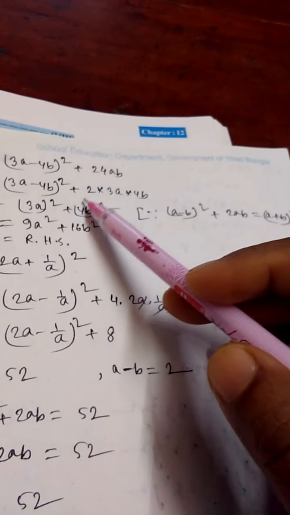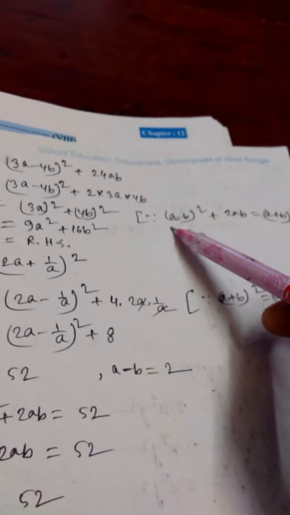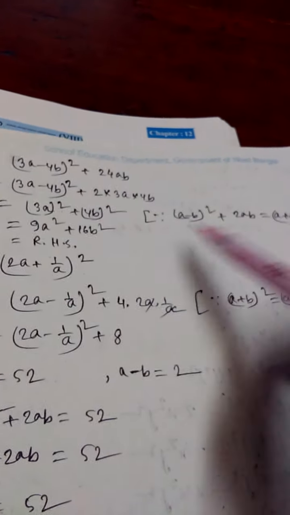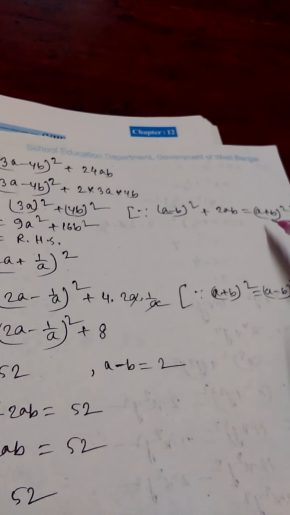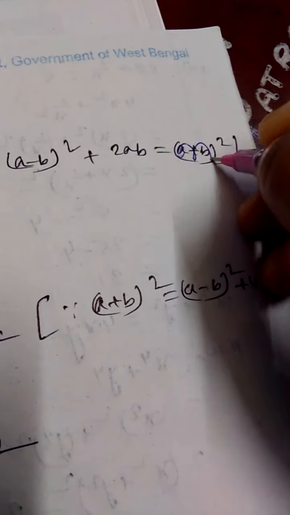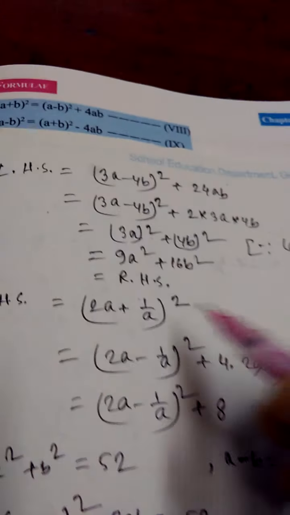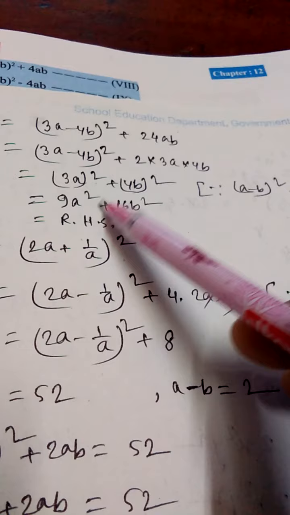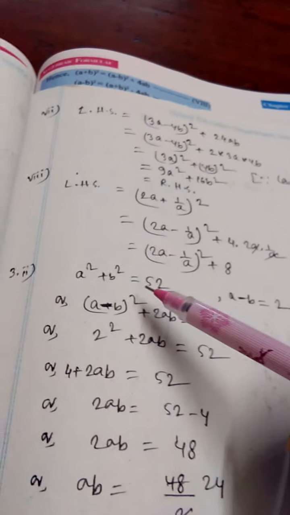(a − b) whole square plus 2ab. Here we substitute a by 3a and b by 4b. Then using the formula we may write this equal to (a + b) whole square, that is equal to (3a + 4b) whole square, equal to 9a square plus 16b square, and is equal to right hand side.